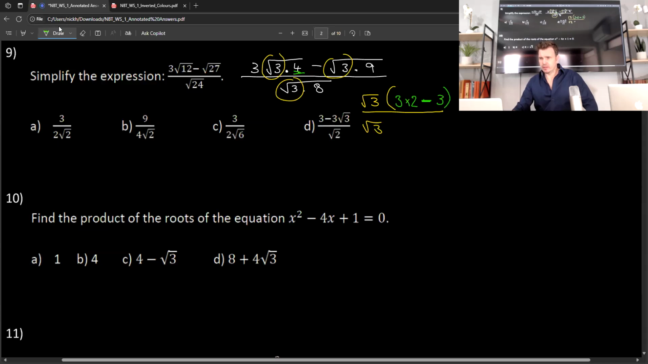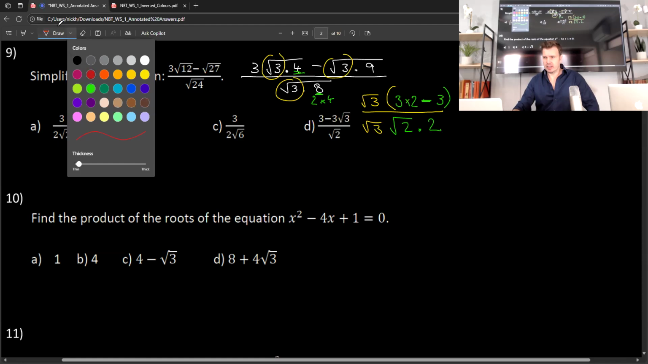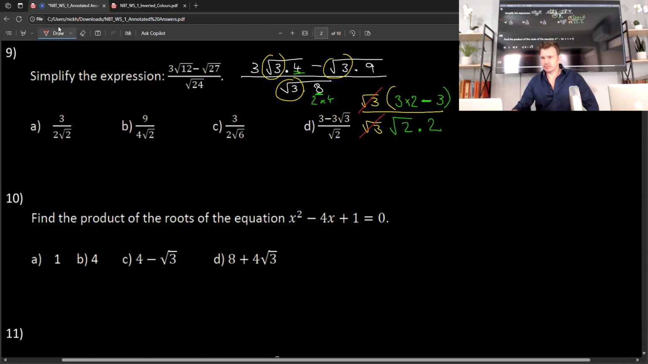And then here we've got the 8, 4. Sorry, when I say 8, 4, I mean 2 times 4. So the root 2 has to stay, but the square root of 4 is 2. And then what I can do is cancel, and I get 6 minus 3, which is 3. So I'm looking for 3. And then 2 root 2, which is this one. So I'm looking at A.